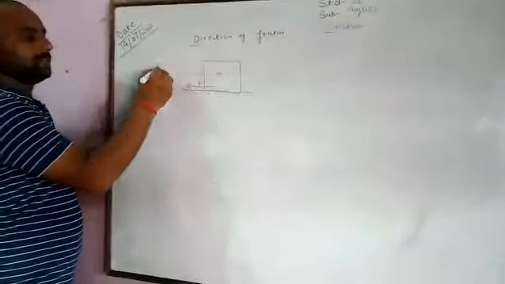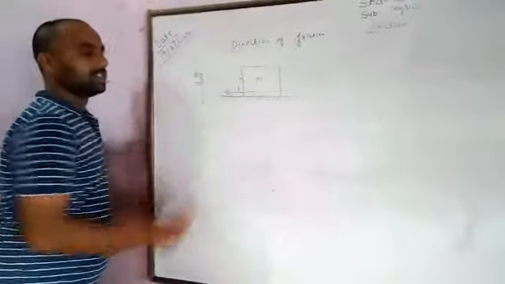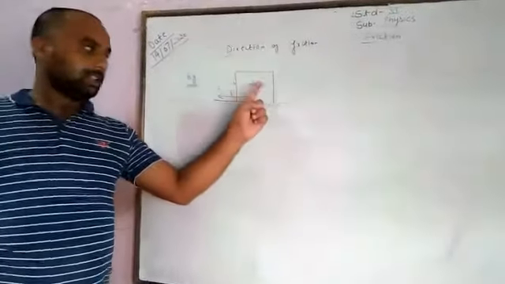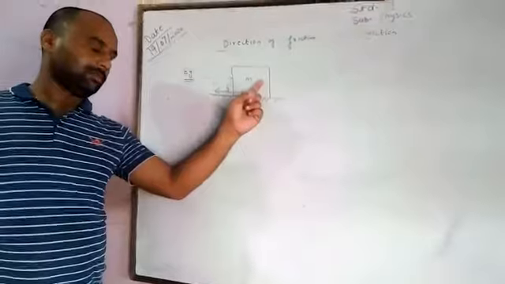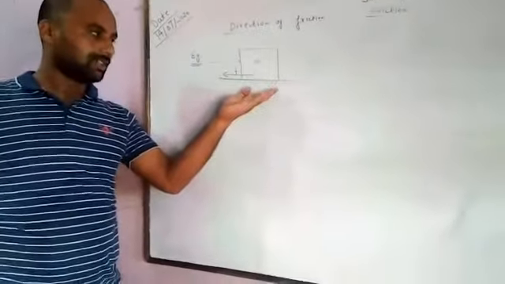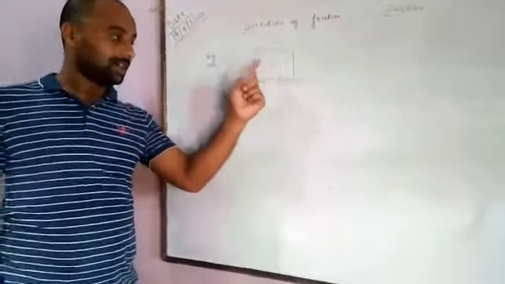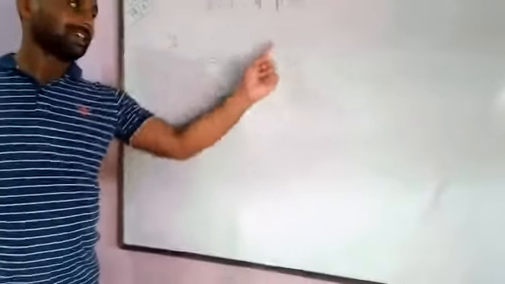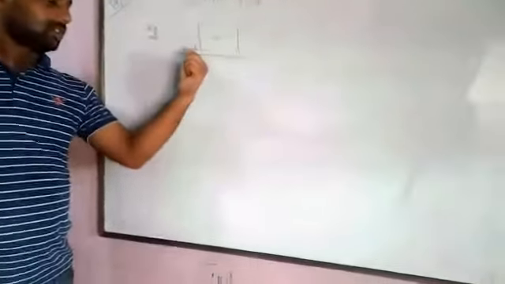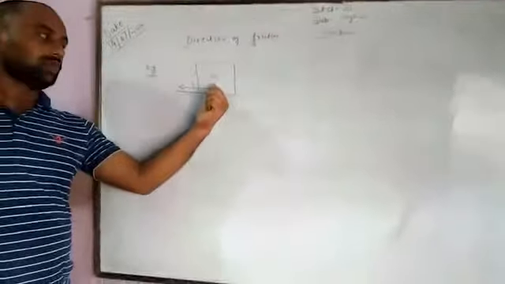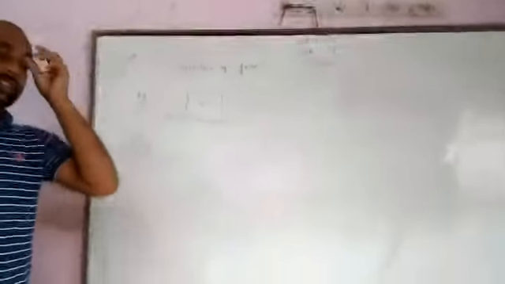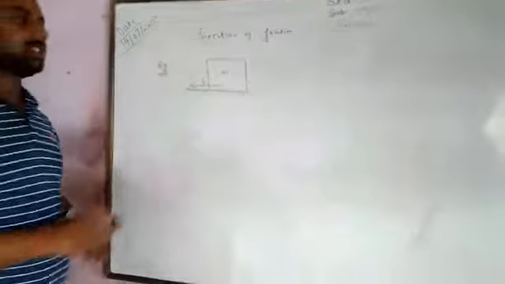This is a very simple case, and first is the direction of friction, because this is our mass m. This is our ground surface. The tendency of the block and the earth surface is towards like this, and the direction of the friction is opposite to the relative motion. Hence, we can say that the direction of the friction is like this direction.